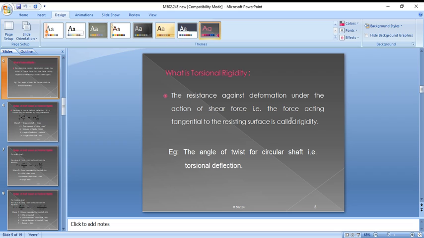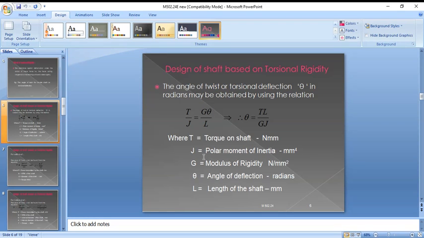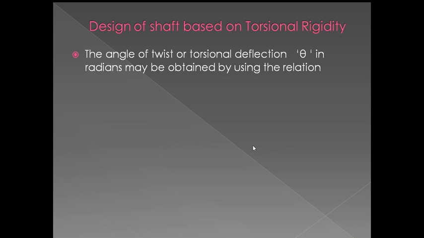The torsional rigidity in the shaft is nothing but the angle of twist for a circular shaft. While designing a shaft based on torsional rigidity, the angle of twist or torsional deflection we consider is theta. Here the angle of twist or torsional deflection theta, in radians, may be obtained by using the relation T by J equal to G theta by L.